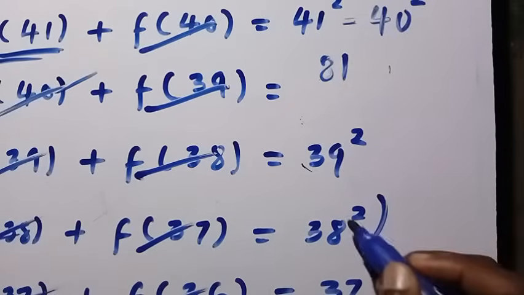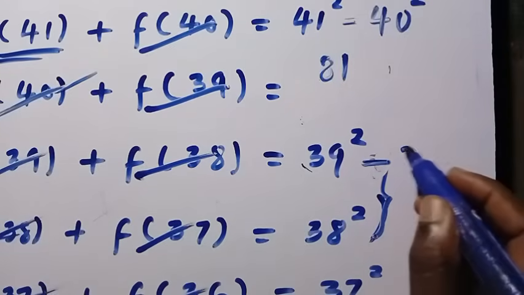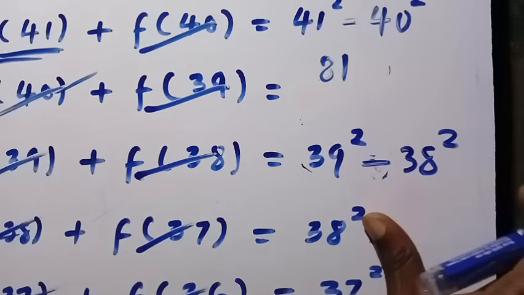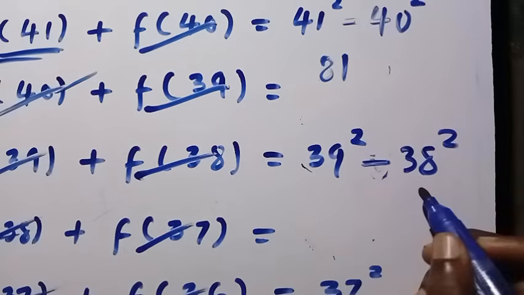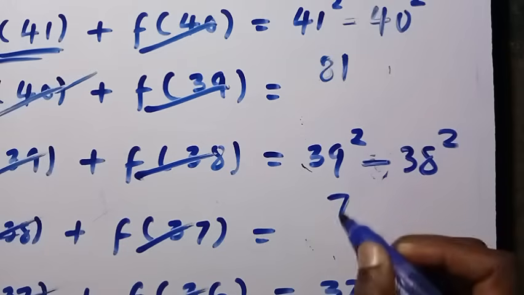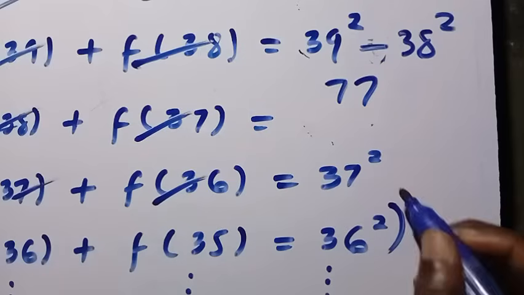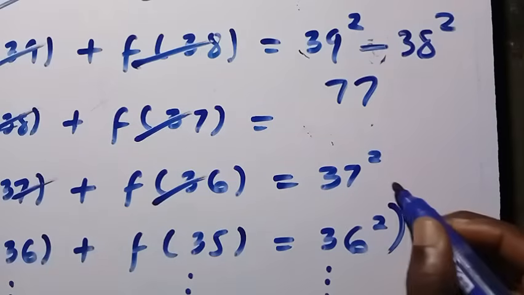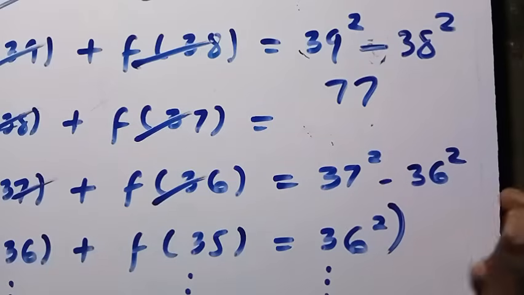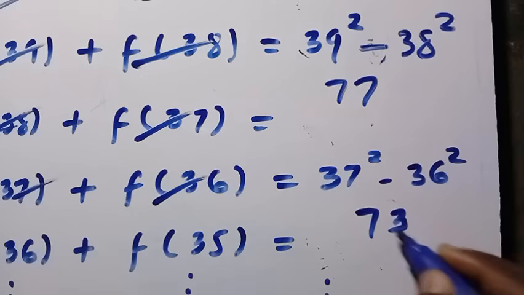And also when we apply the same thing to these two, we have minus 38 squared, and 39 squared minus 38 squared. So this also gives us 77. And again, when we take the subtraction of this one as well, we have minus 36 squared. And this one gives us 73.